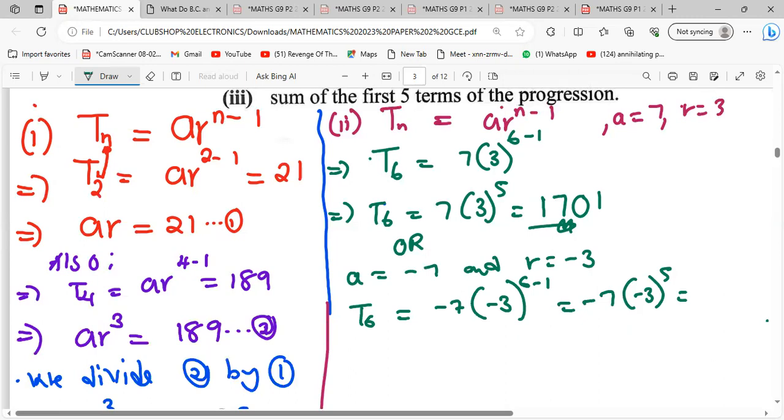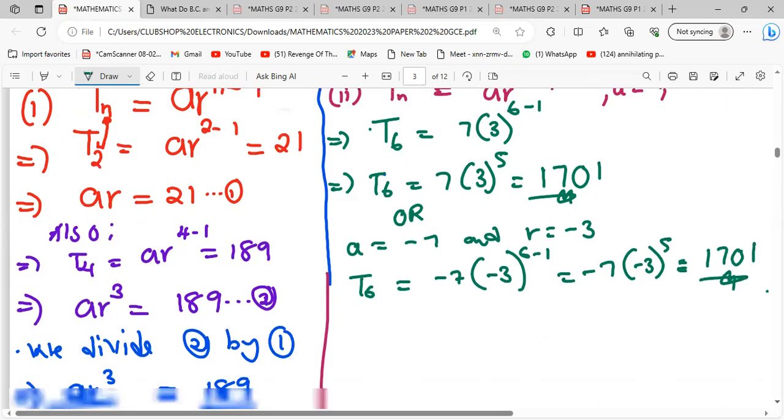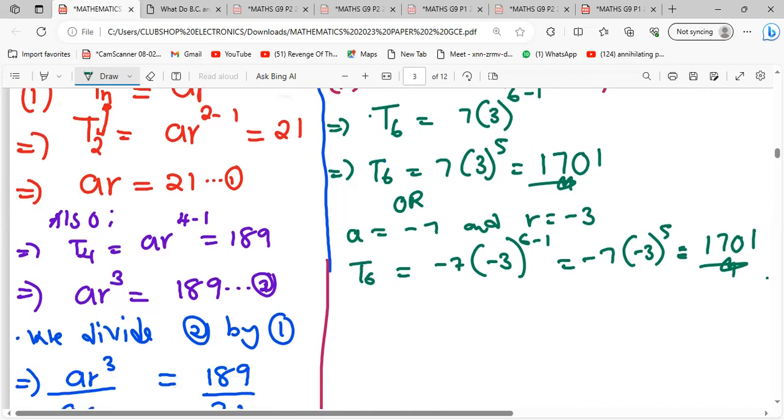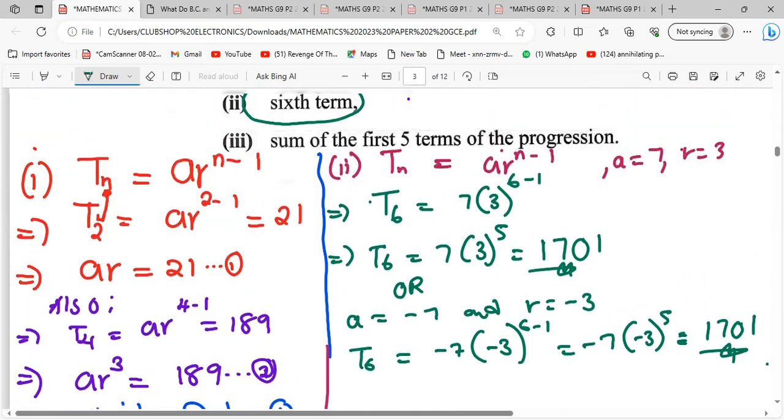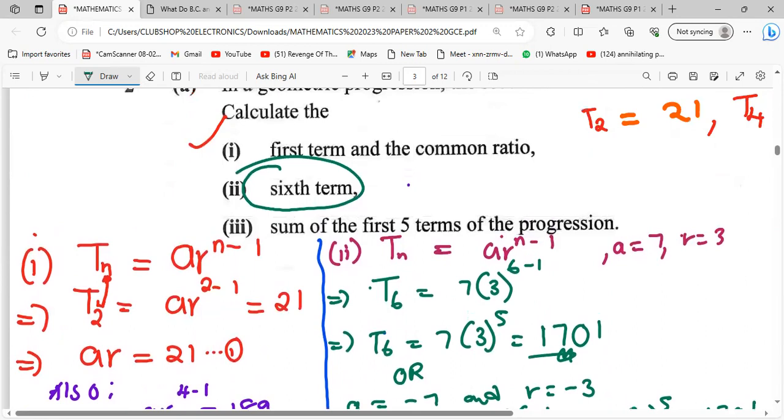You still get the same answer, 1701. Just to come back to the same. The next one is the sum of the first 5 terms.